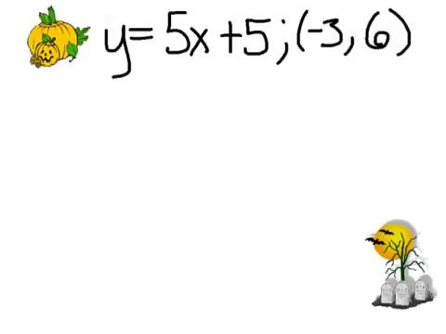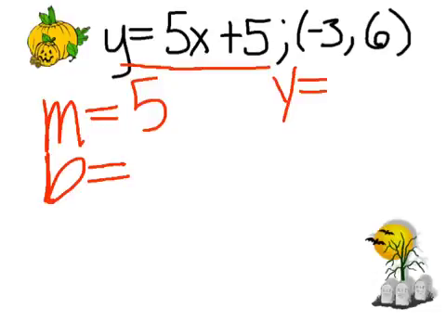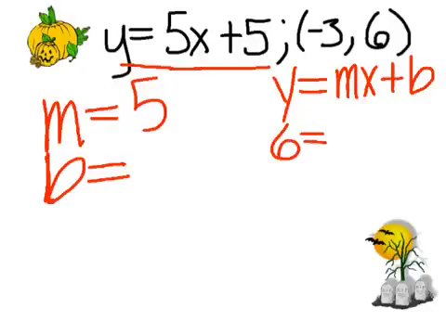Okay, problem number 3. We have y equals 5x plus 5, and our point is negative 3, 6. What's our slope going to be? 5. What do we need to do to find our y-intercept? Plug in our point and our slope. What do we plug in for y? 6. What do we plug in for m? 5.